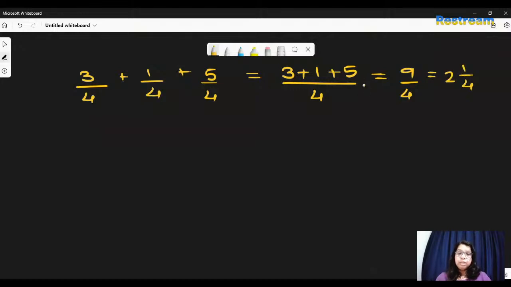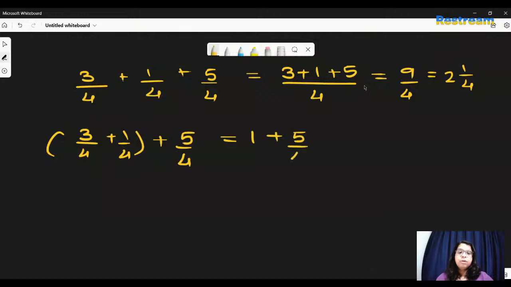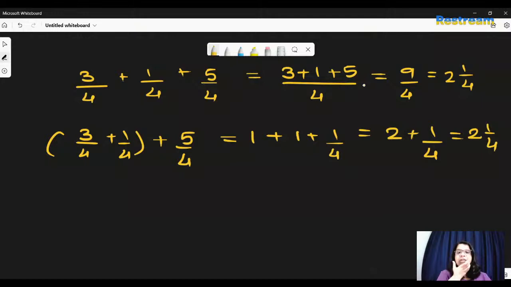There is another way of doing it. You convert 3 by 4 plus 1 by 4 as 1 unit, plus 5 by 4. That gives you 1 plus 5 by 4. Now your 5 by 4 can be split into 1 plus 1 by 4. So this becomes 2 plus 1 by 4, which is equal to 2 1 by 4. But this is a very long process, so you can choose any method you want. I feel the first one is easier because it is quicker, but this one is also okay.